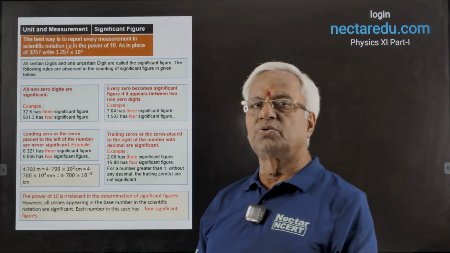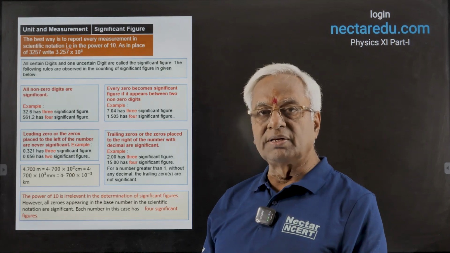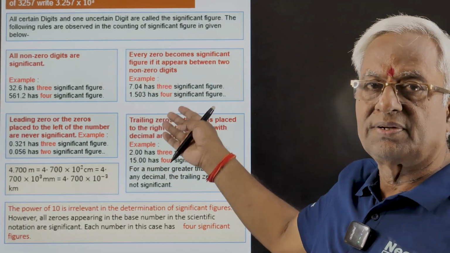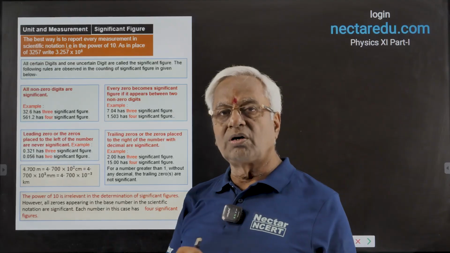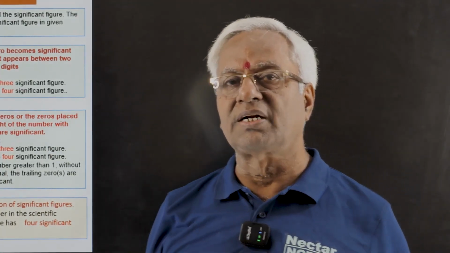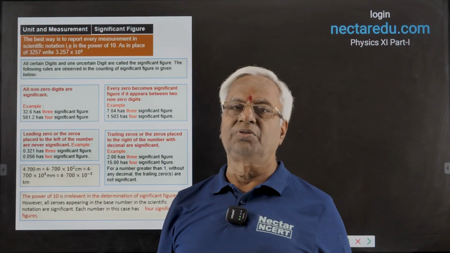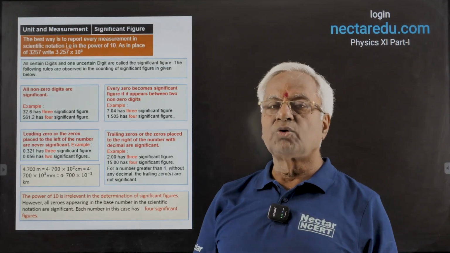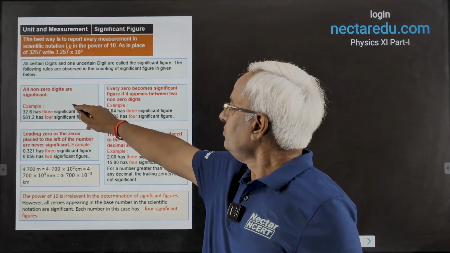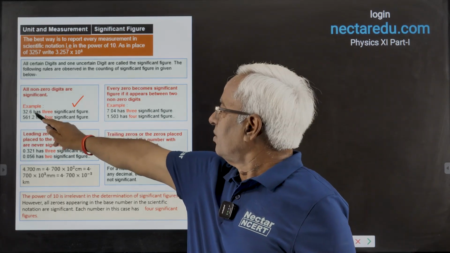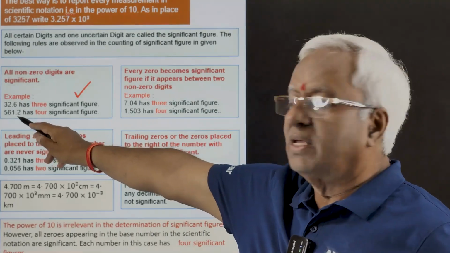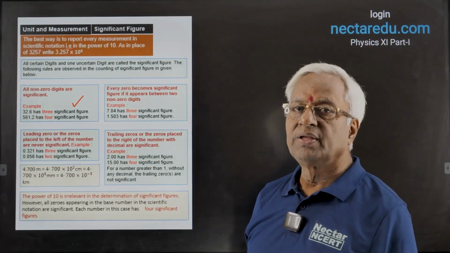There are certain methods to follow for counting significant figures. Here you can have a look. First thing is that all non-zero digits are 9 in number, starting from 1 to 9, and 0 is only 0, that's one digit. So all non-zero digits are significant, like here. You see, these are all non-zero digits. Here you'll say 3 significant, here you'll say 4 significant figures.